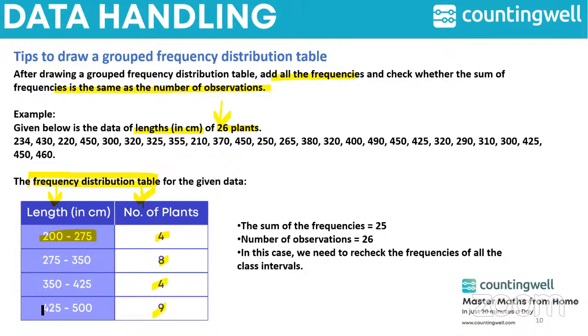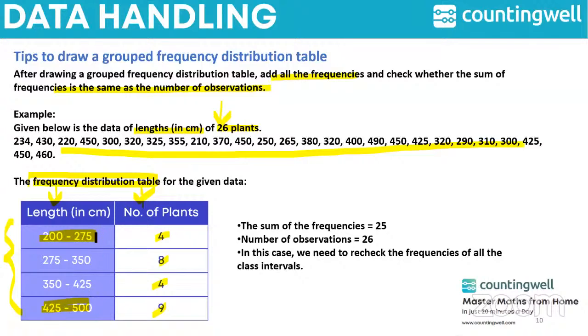How do we find these class intervals? We have to find the least length among the observations of the data set. Then we have to find the greatest length. So find the least length and the greatest length, and then we decide the class intervals. So here we have 4 class intervals: 200 to 275, then 275 to 350, 350 to 425, 425 to 500.